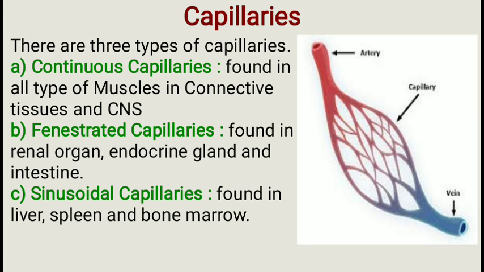In the endocrine glands, there are different glands: pituitary gland, pineal gland, thyroid gland, adrenal. In all these glands fenestrated capillaries are found. Then sinusoidal capillaries are found in our liver, in the spleen, and in the bone marrow. Clear? So this capillary network is everywhere in our body, but here it has been shown clearly where you may find continuous, fenestrated, and sinusoidal capillaries.